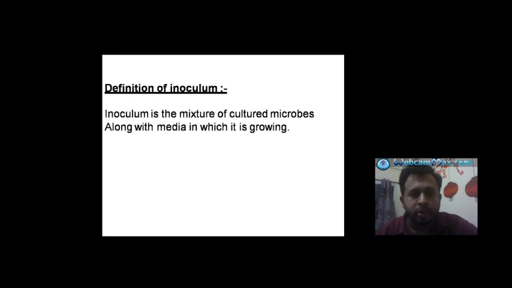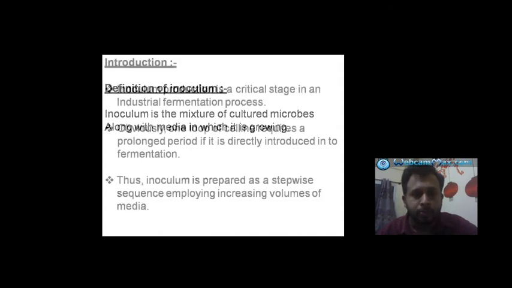Firstly we will see the definition of inoculum. What is meant by inoculum? It is a mixture of cultured microbes which, when grown in the media, grows rapidly and develops into a large number, and that mixture of microbes can be used as inoculum.